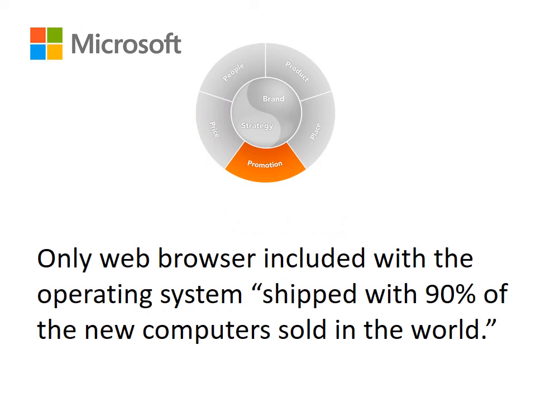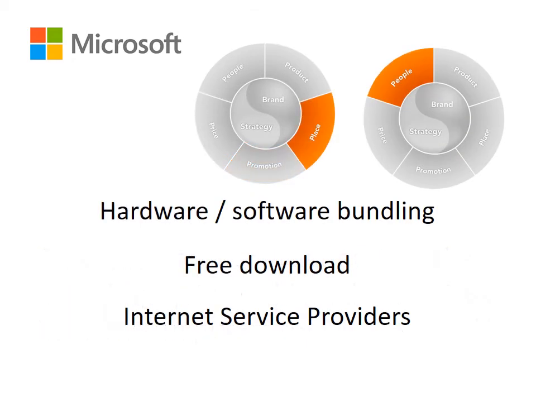Promotion. It was the only online service that came bundled with Windows 95, and it shipped with 90% of the new computers sold in the world. Place and people. Internet Explorer was available through the web, but it was also offered through a hardware-software bundle and through internet service providers. Microsoft was in control of the key distribution channels through which new users acquired their first web browser.